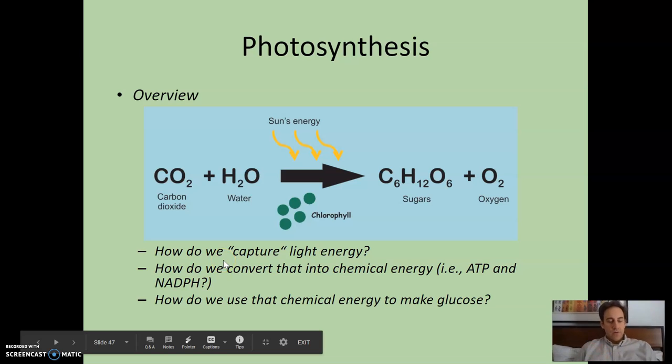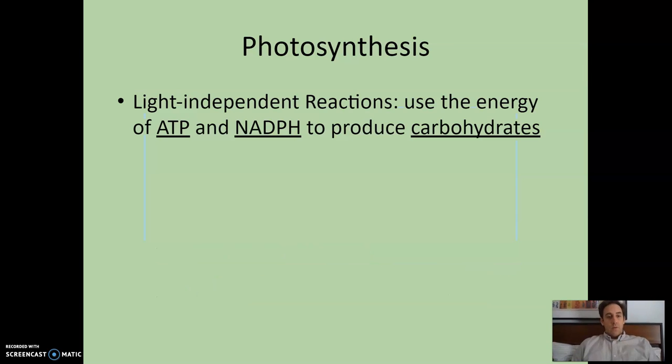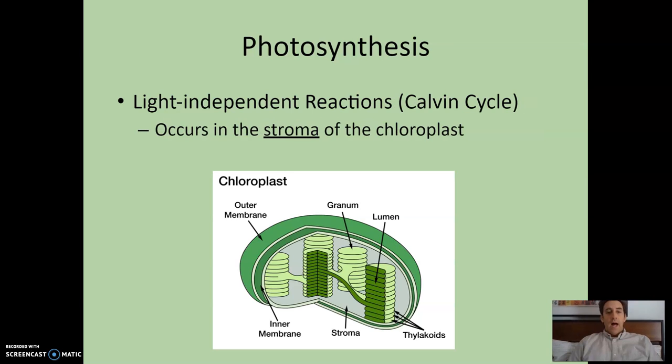So there's one final question we need to address, and that is, how do we use that chemical energy now to make glucose? Well, introducing the light-independent reactions. They're light independent because they do not require light. They can happen in the light, but they can also happen in the dark. So light-independent reactions use the energy of ATP and NADPH to produce carbohydrates.